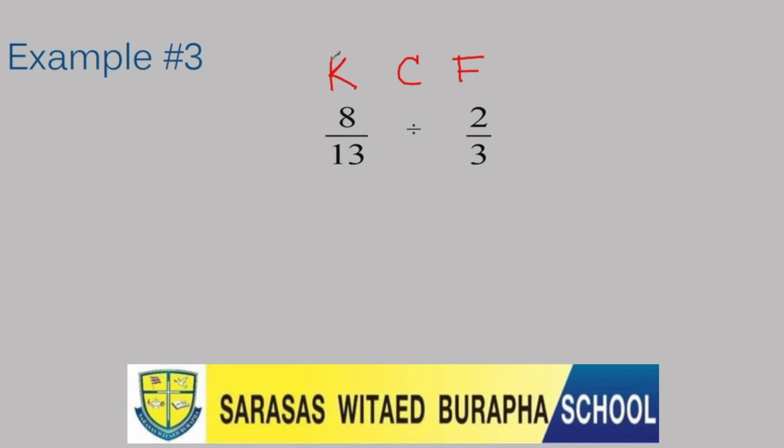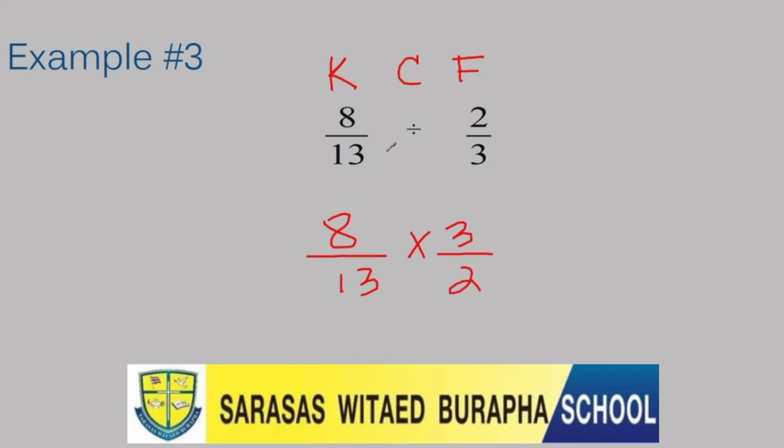I'm going to keep my first number the same. So my 8/13 just gets rewritten. I'm going to change my division sign to a multiplication sign, and I'm going to flip my last fraction to its reciprocal. A reciprocal means you switch the position of the numerator and the denominator. The numerator becomes your denominator, and your denominator becomes your numerator.